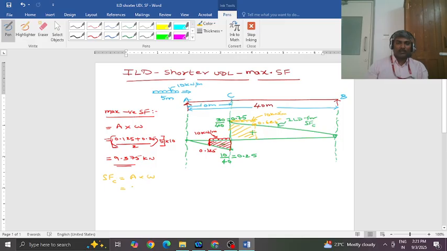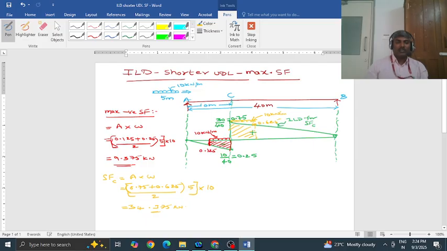So the two parallel sides are, one is 0.75 plus 0.625 by 2 multiplied by the distance between those two parallel sides is 5 meters. That is the span of the UDL multiplied by the load value is 10. So this will work out to 34.375 kilonewtons. So this is maximum positive shear force.